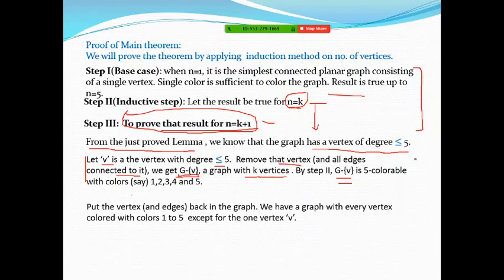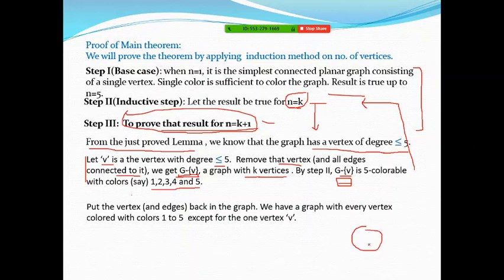This is the point of how we are using step number 2 and step number 3. We have removed one vertex. Now the graph is with k vertices only, and for k vertices step number 2 is there, so it is going to help us. It says that the graph is 5 colorable. So up to this point, the original graph G without vertex V is 5 colorable. Let the assumed colors be 1, 2, 3, 4, 5. These numbers indicate the colors: color 1, color 2, color 3, color 4, color 5. So G minus V is 5 colorable, there is no problem.